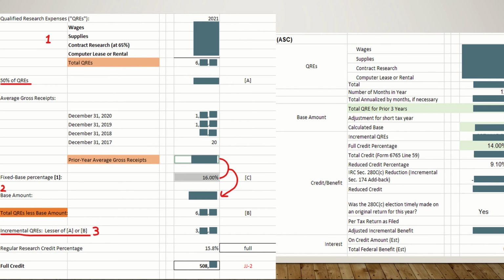I will show you an example of how to calculate regular credit. First, you calculate QREs. Then you calculate the base amount. The base amount is equal to average gross receipts times fixed base percentage. You can find the percentage amount on IRS Form 6765 instruction. The fixed base percentage cannot exceed 16%, and the average annual gross receipts is for the 4 taxable years preceding the taxable year. Lastly, you calculate QREs less base amount. And so the calculated amount cannot be less than 50% of qualified research expense, which is A.